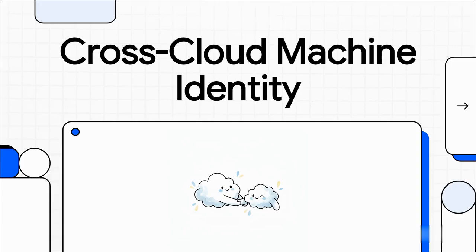So, you've got your apps and services spread out everywhere, right? Some in one cloud, some in another. But how in the world do they talk to each other securely? Well, that's exactly what we're diving into today. We're going to break down this really cool solution called cross-cloud machine identity. Think of it as the secret digital handshake that keeps our modern world connected.